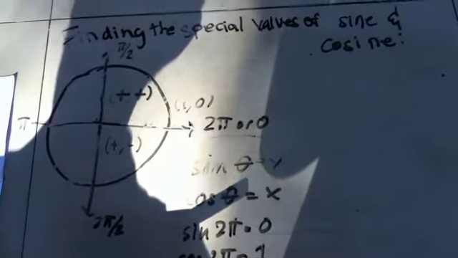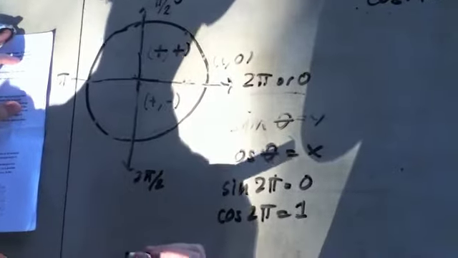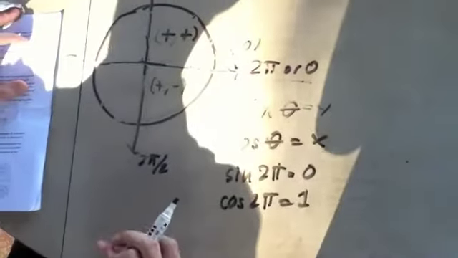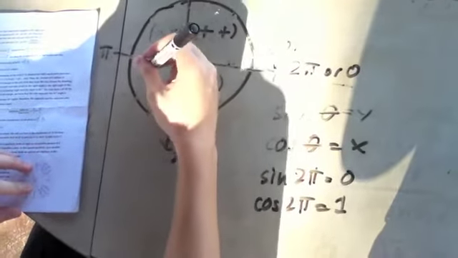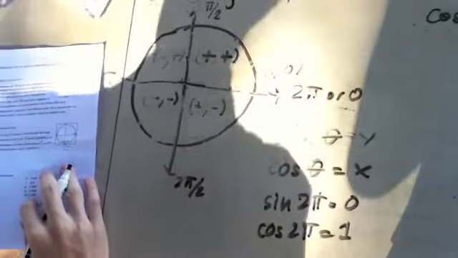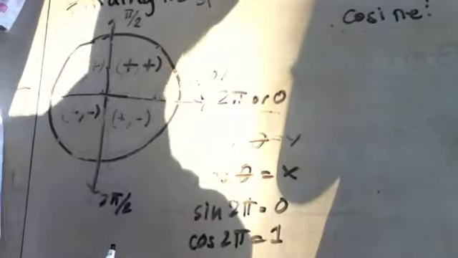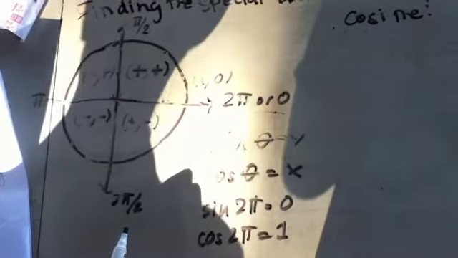2 pi over 3, 4 pi over 3, and 5 pi over 3 are 60 degrees away from the x-axis, just like pi over 3. They also have the same cosine values except for the signs. The same condition applies to 3 pi over 4, 5 pi over 4, and 7 pi over 4, which are 45 degrees away from the x-axis, just like pi over 4.